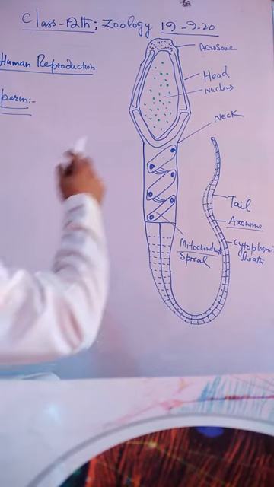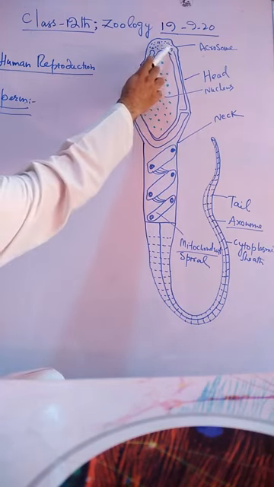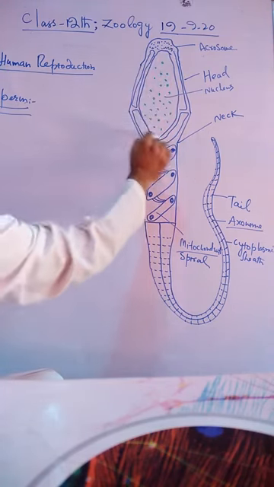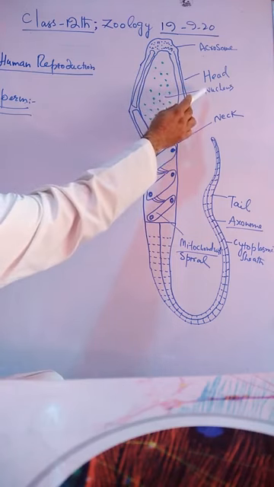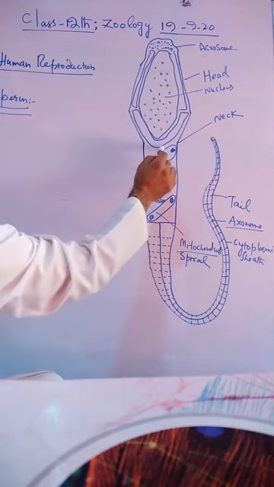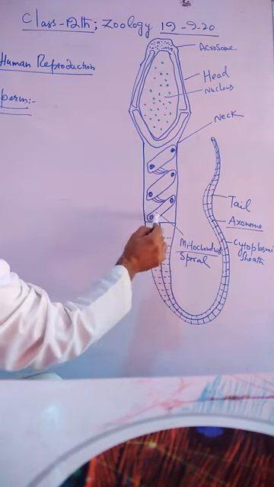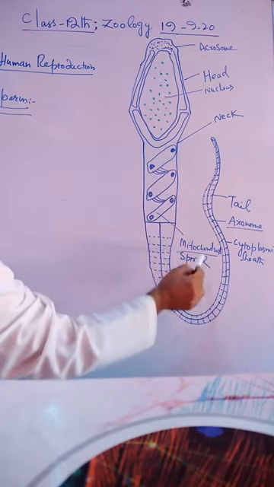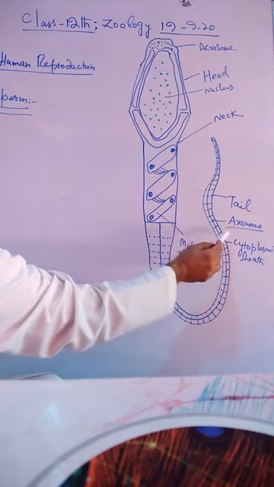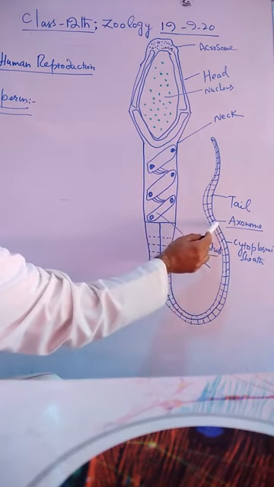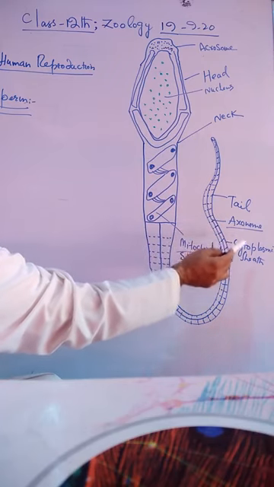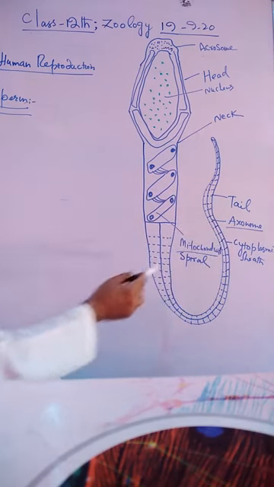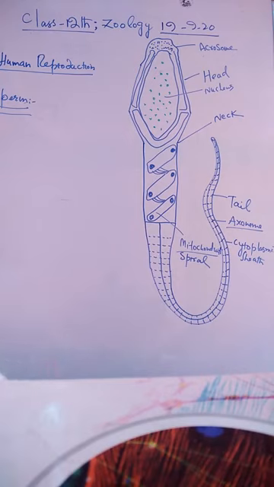First of all, I will try to describe its parts. This is the acrosome, this is the head portion, and this is the nucleus. This is the neck portion, this is the mitochondrial spiral, and this is the tail. The tail has a fine line in the middle called the axoneme, and it has a covering called the cytoplasmic sheath. This is the morphology of the sperm, which we are going to discuss today.